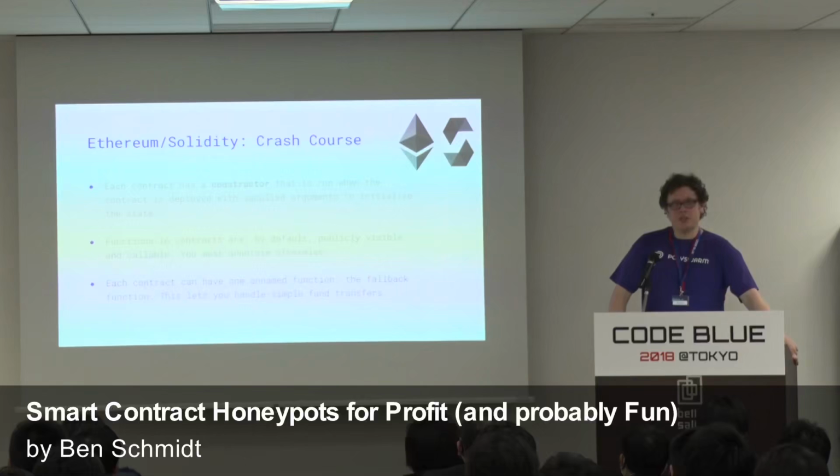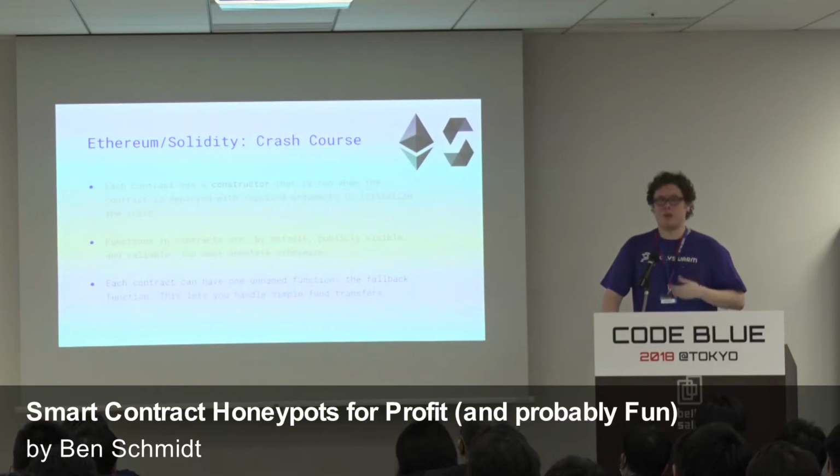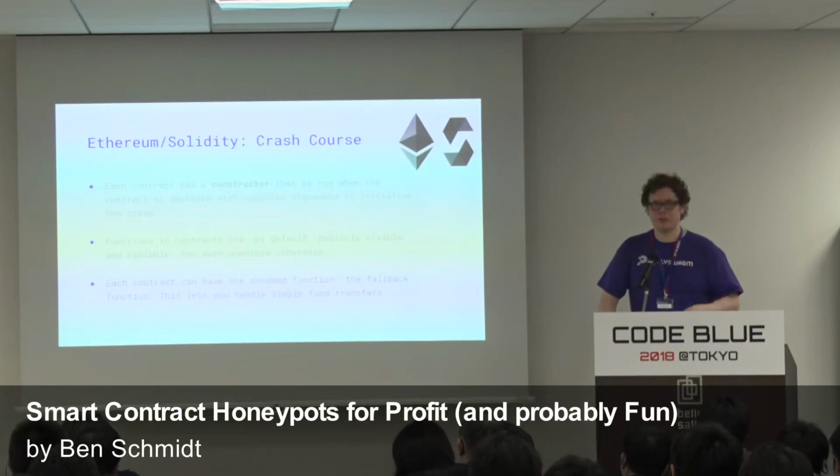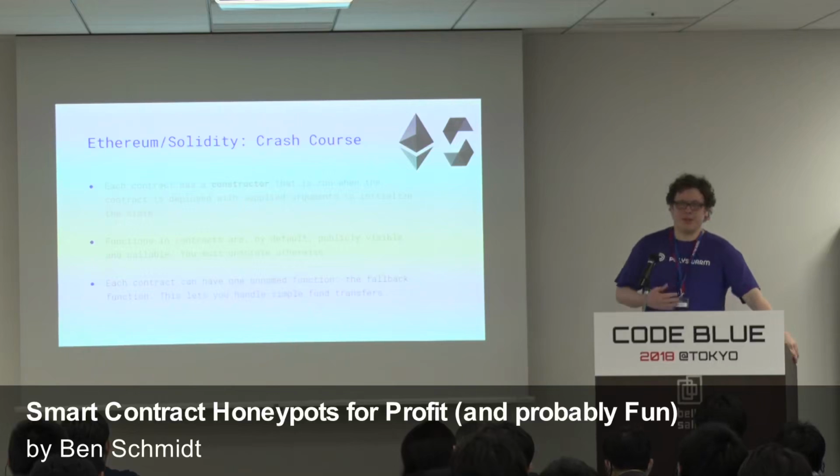So each one of these contracts has a constructor, and it's a special function that sets the initial state of the chain to whatever you want it to be. So you supply some arguments, and it sets the initial state, and then from there, all these other functions that you call in the contract will update that state and potentially allow you to do interesting things to it.